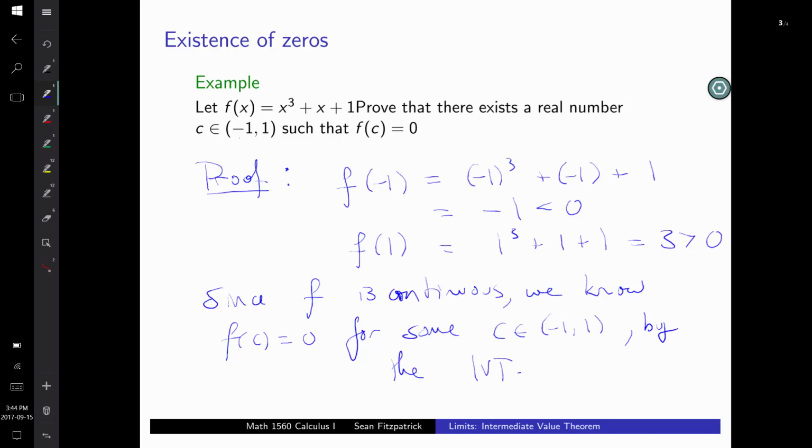So there is a real number that makes this function 0 between minus 1 and 1, but it's going to involve roots, maybe cube roots, maybe square roots. It's not something that we can solve for algebraically. It's going to be a huge mess if we tried to do it. So the best we can really hope to do is to try and approximate that 0.